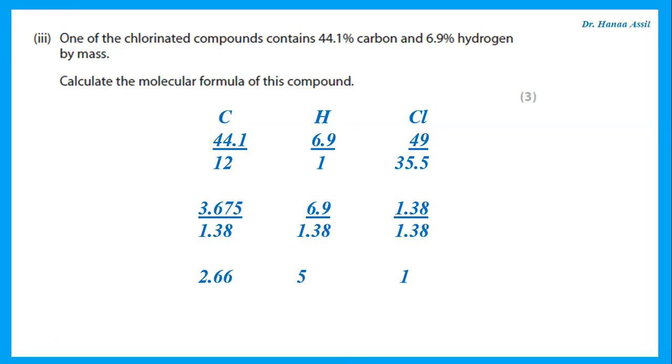When the ratio comes out as a fraction like this, 2.66, please do not round it up. Don't say it's 3 and don't round it down. Don't say it's 2. We multiply through by a number that will change this 2.66 into a whole number. So you'll find that if you multiply by 3 all through, then the ratios are 8 to 15 to 3. So the formula is C8H15Cl3.